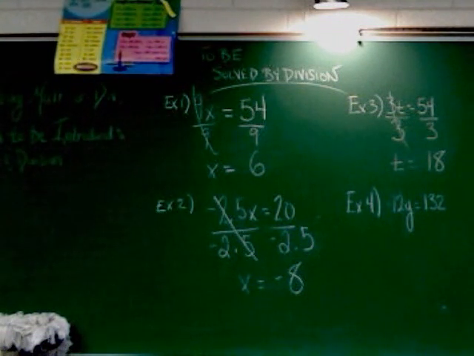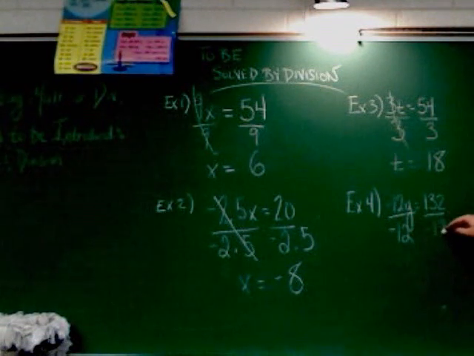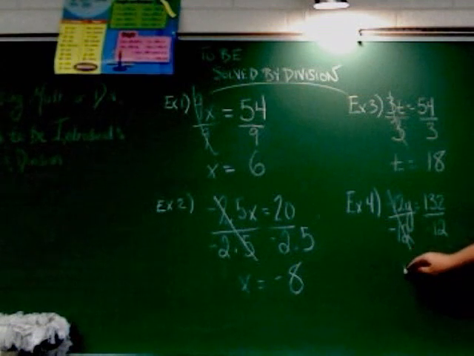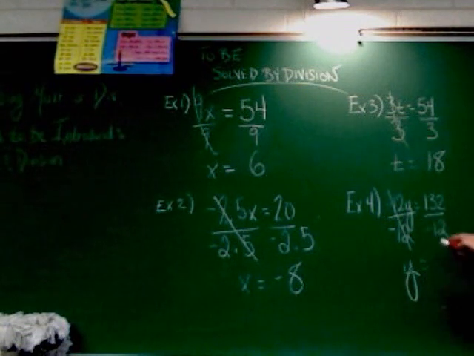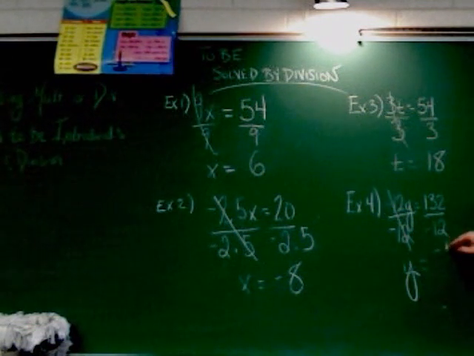Okay. Negative 12y equals 132. Negative 12 times y equals 132. How am I going to go about solving this problem? Corinne? Divide by negative 12. Divide each side by negative 12. Again, when I say each side, I mean what's to the left and to the right of the equal sign. Those cancel out, and I'll have y equals. Now, is this going to be a positive or a negative result? It's going to be negative. Mixed signs is a negative. And that is going to be negative 11.